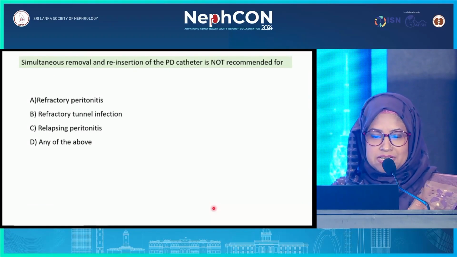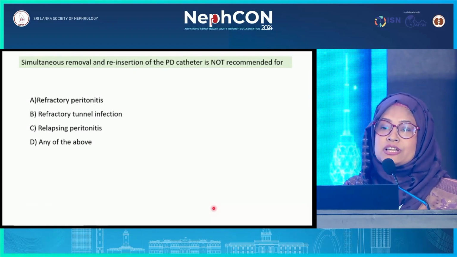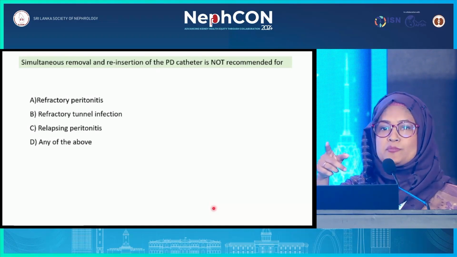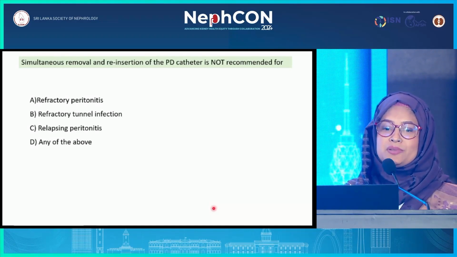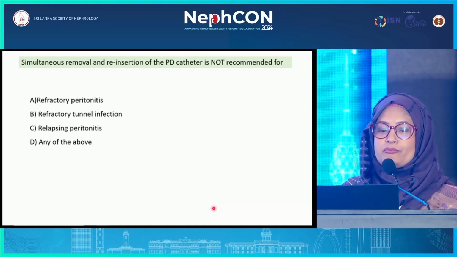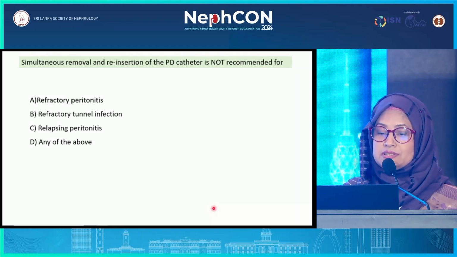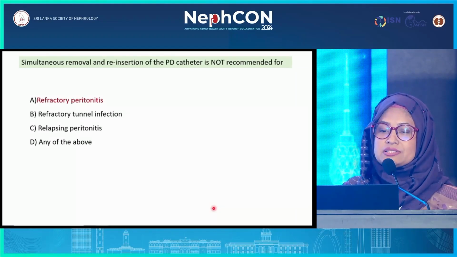Simultaneous removal and reinsertion of the PD catheter is not recommended in which situation? From the audience, anyone can help me? Which one is correct? Relapsing peritonitis, refractory tunnel infection, or refractory peritonitis.